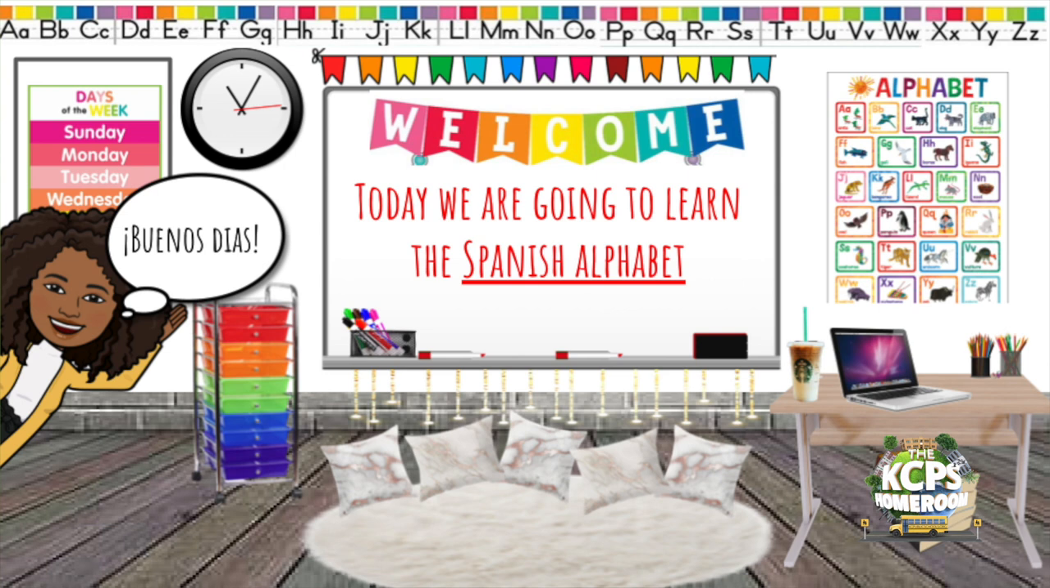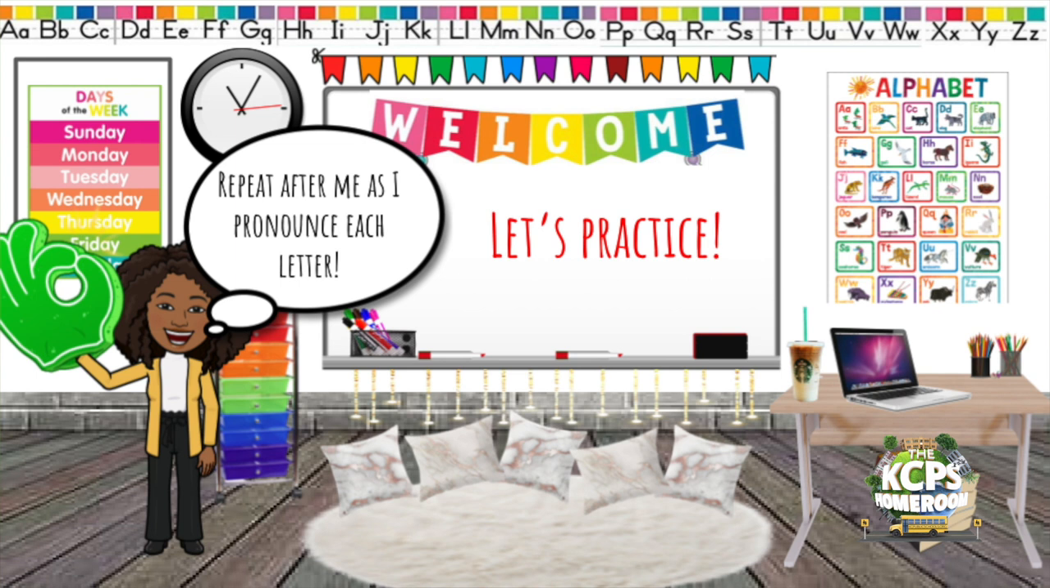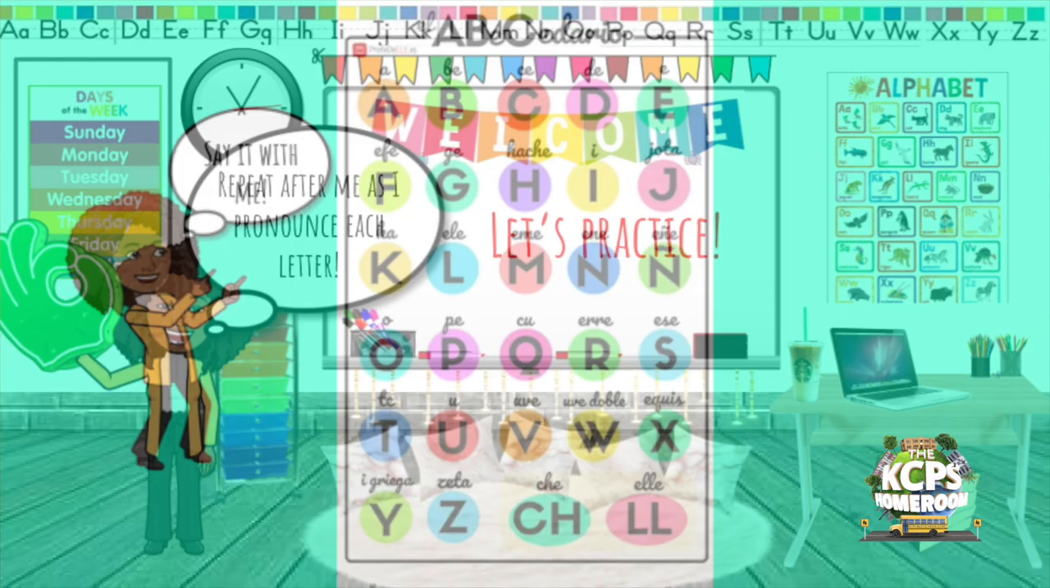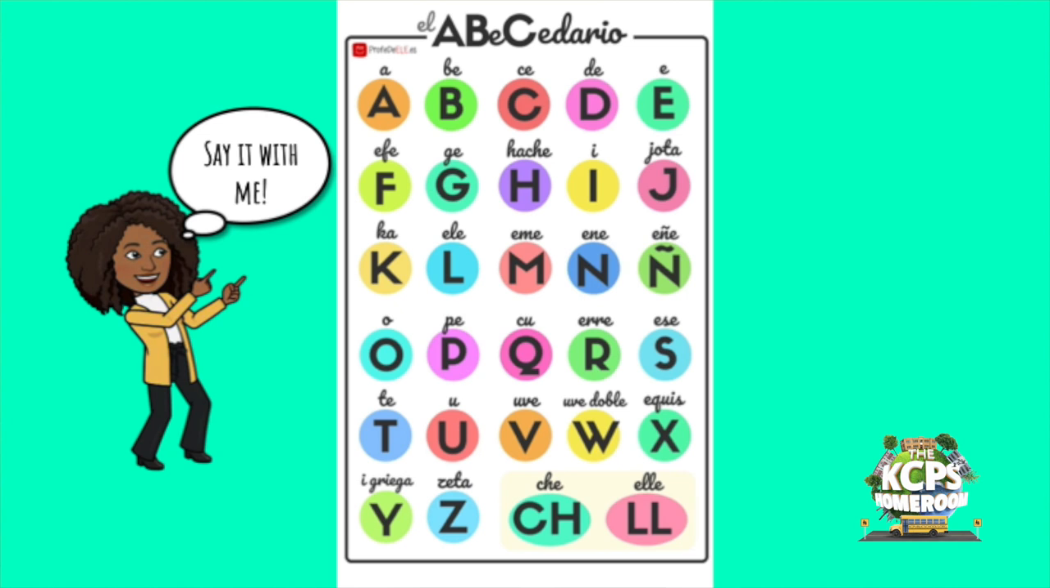So let's get started. There are 27 letters that make up the Spanish alphabet, and I want to look through these letters, and then we'll do some practice with some actual words in Spanish. While I pronounce each letter, I want you all to repeat after me. So here we have our letters of the Spanish alphabet. Again, after I say each letter, just repeat after me, okay?